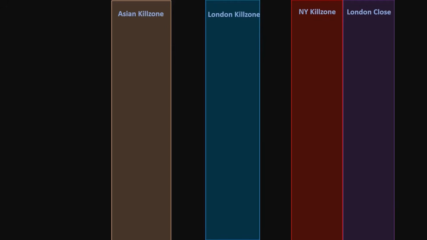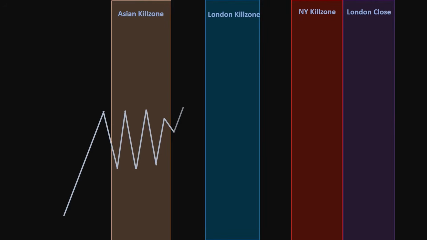Let's walk through a common scenario using a bullish market profile. Price enters the Asian session and begins consolidating within a tight range. This is the accumulation phase, a period of sideways movement, where the market is essentially preparing for the next leg. Then, at 12 a.m. Eastern Standard Time, the New York opening price prints on the chart. This becomes a key reference point.